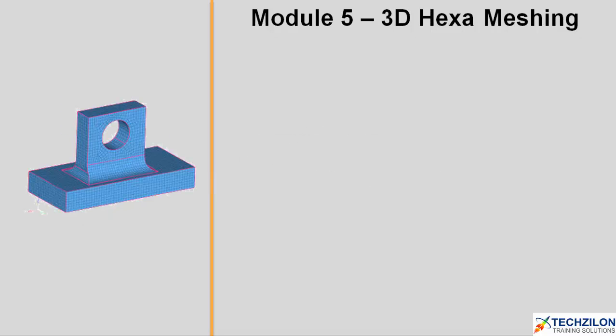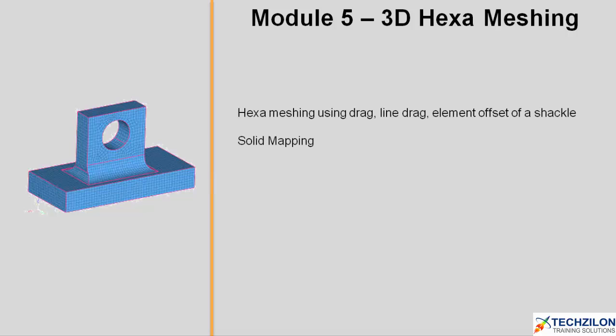In Module 5, you will learn 3D hexa meshing. Here you will learn hexa meshing using drag, line drag, element offset of a shackle, solid mapping, multi-solids, and linear solids.